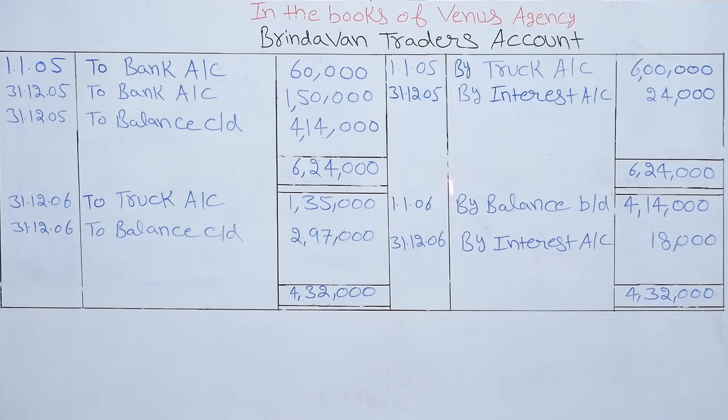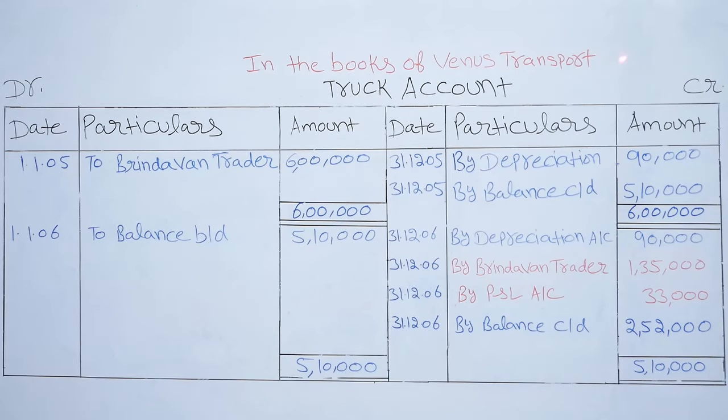Now we will make truck account in the books of Venus Transport. In the books of Venus Transport, hire purchaser, truck account, debit, credit, date, particulars, amount, date, particulars, amount. On 1st January 2005, Venus Transport purchased a truck from Vrindavan Trader, rupees 6 lakh. If question is silent about depreciation, then we will charge depreciation at the end of the year. 31st December 2005, depreciation rate is 15% on straight line method. So 6 lakh into 15%, then we get 90,000 depreciation.